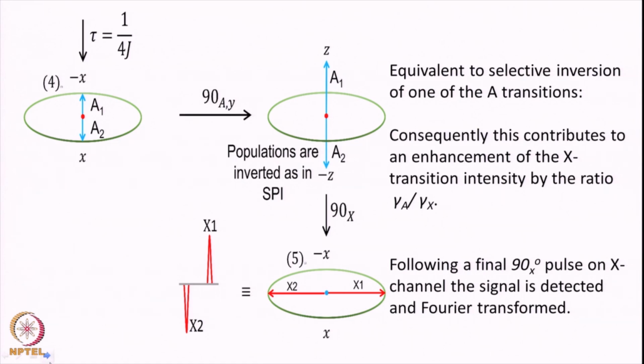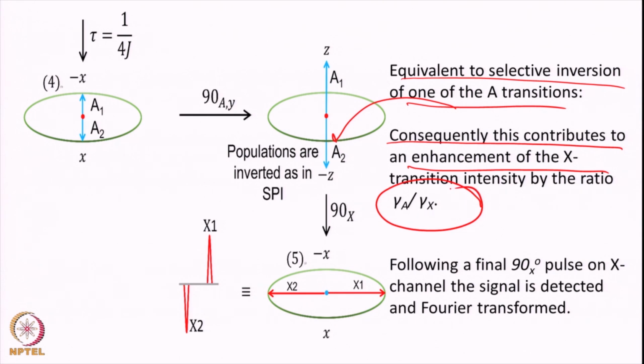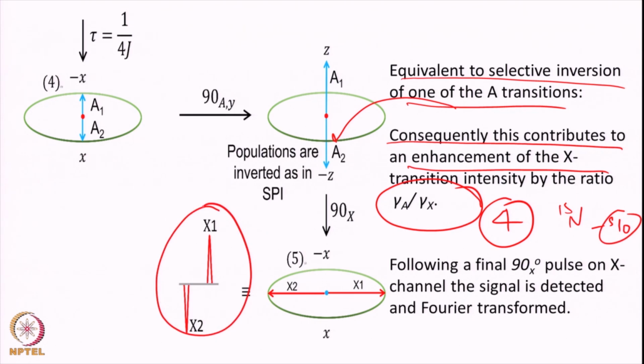So finally we get an enhancement, and this enhancement is equivalent to selective inversion of a transition, and the consequent enhancement we get in the X transition is essentially governed by gamma A divided by gamma X. If we do this experiment on a carbon-proton coupled system, we get 4 times enhancement, and for a nitrogen-proton coupled system, for N15, we get 10 times enhancement. Like selective population inversion we achieve enhancement, but of course in the opposite direction.